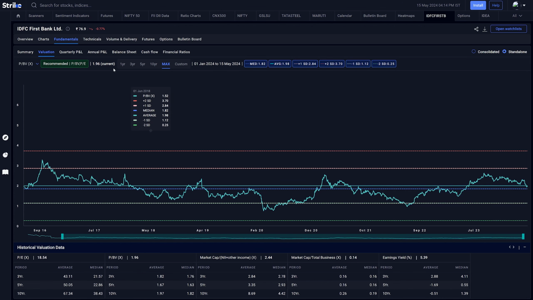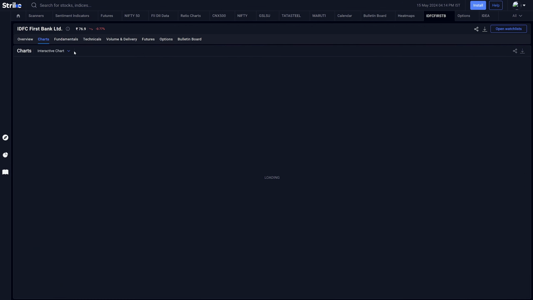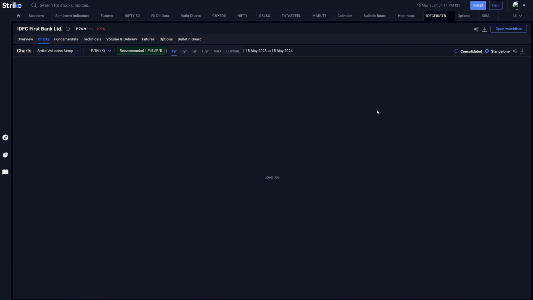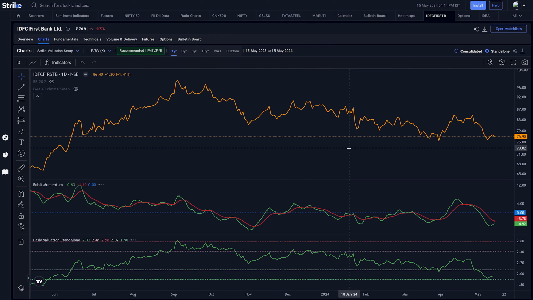And that is where then we go to charts, and instead of just looking at a valuation chart, we end up looking at what we call the strike valuation setup. So in this case, I've picked up the chart of IDFC First Bank, and when we're looking at a 1 year chart of this, you actually see a long consolidation. What has happened to valuations is it's on a 1 year basis gone from the red line down to the bottom end green line. So when we reach the bottom end green line, which means we've reached almost -2 standard deviations, that's a very good entry point.